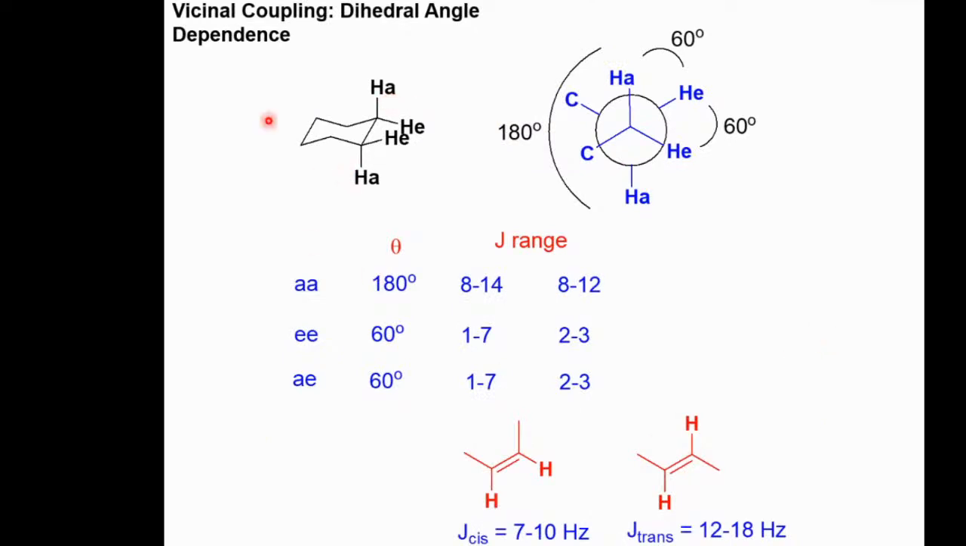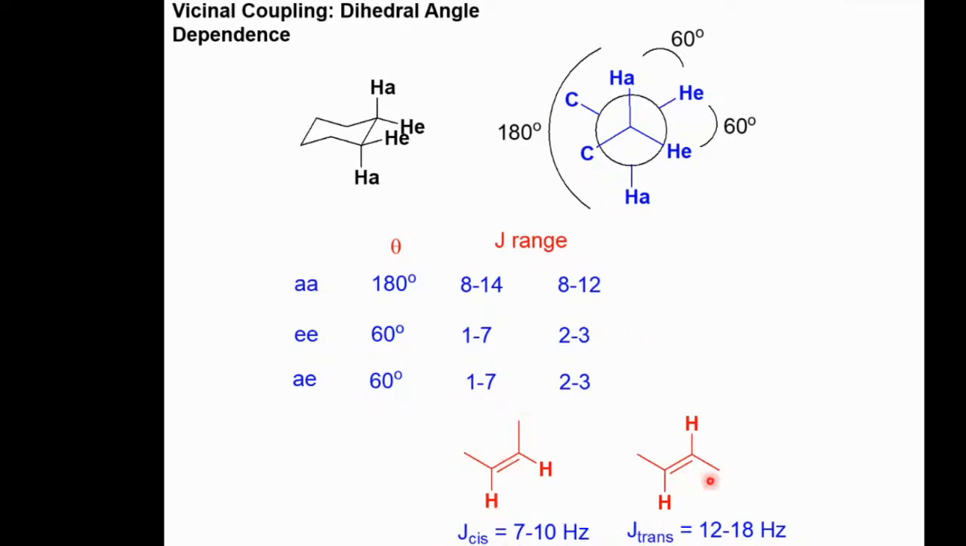Again, let us take cyclohexane, or it could be substituted cyclohexane as well. The diaxial coupling is maximum, where the dihedral angle is 180 degrees, that is obvious from the Karplus equation, and the broad range is 8 to 14 hertz, the narrow range is about 8 to 12 hertz. In the case of diequatorial and axial-equatorial, the dihedral angle is 60 degrees and the J value is much lower. The broader range is 1 to 7 hertz, whereas the narrow range is about 2 to 3 hertz. So there is very strong dihedral angle dependence for the coupling constant.